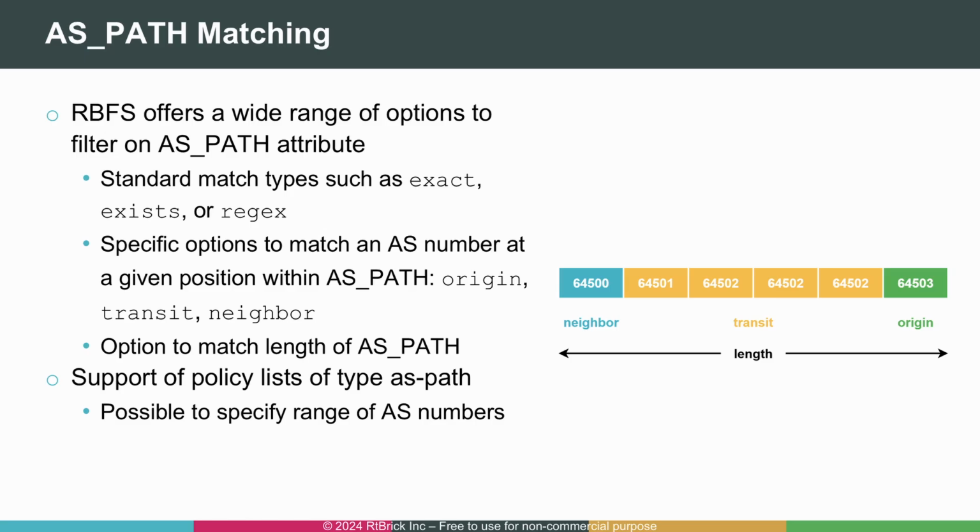If the same rules apply to multiple AS numbers, you can simplify the configuration using policy lists of type AS path, which define a set of AS numbers.